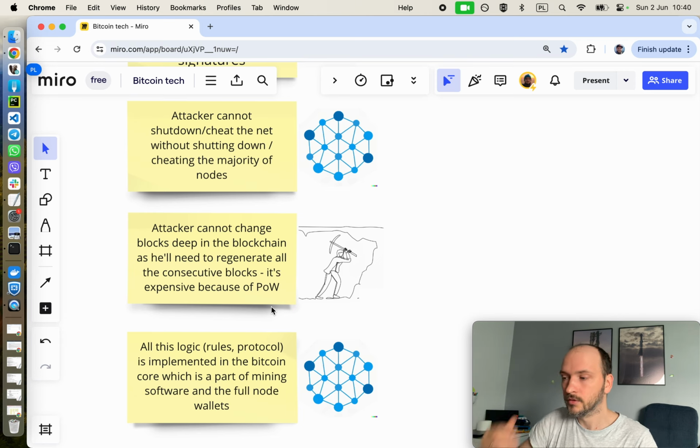And you know that at the moment there are many miners and lots of electricity is spent on that. An attacker will need to operate better than that, so it will consume a tremendous amount of resources.